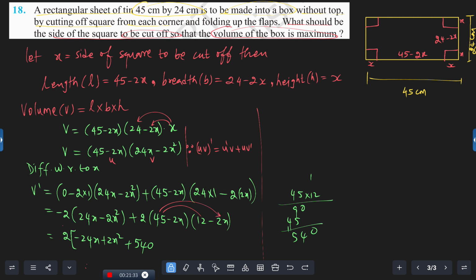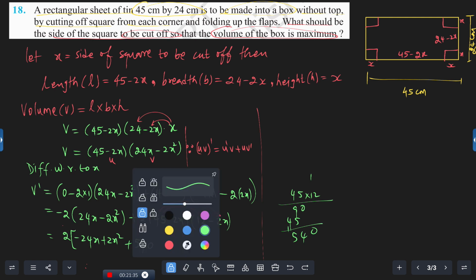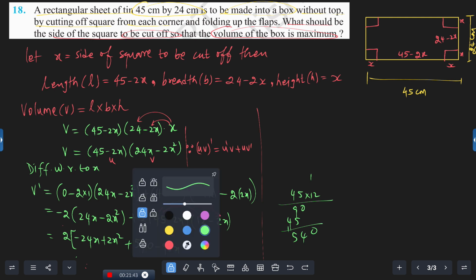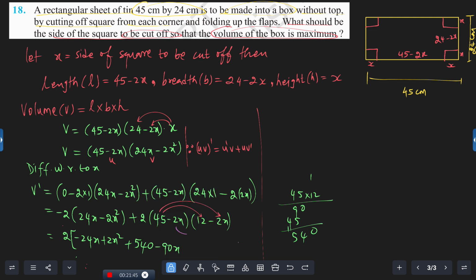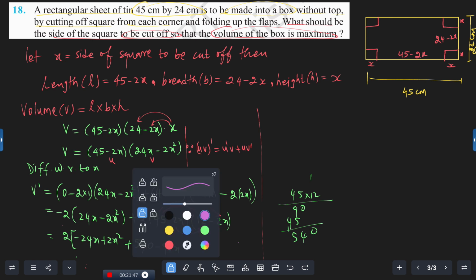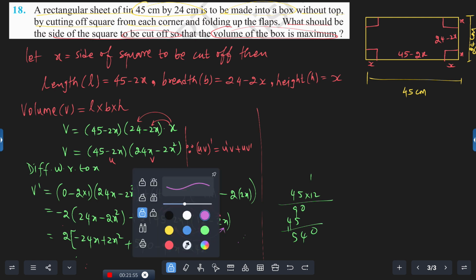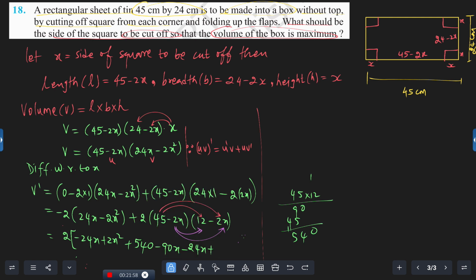Again, what is this? 45 into minus 2x, that is minus 90x. Okay, minus 90x. One more term we have, right? Minus 2x, when you multiply inside, what am I getting? Minus 2 into 12, minus 24x. In the same manner, if you multiply 2x here, 2 twos are 4, but minus into minus is plus, so you will be getting 4x square.